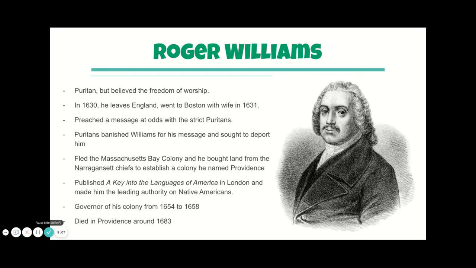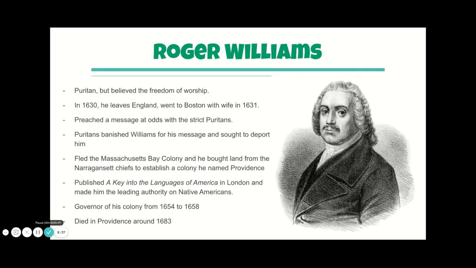In 1630, he left England and went to Boston with his wife, in 1631. He preached a message at odds with strict Puritans. So while he was a Puritan, he didn't believe in those strict rules that they had to follow. So the Puritans banished him. He fled the Massachusetts Bay Colony, and he bought land from a Native American tribe to establish a colony that he named Providence, which is still a town today.